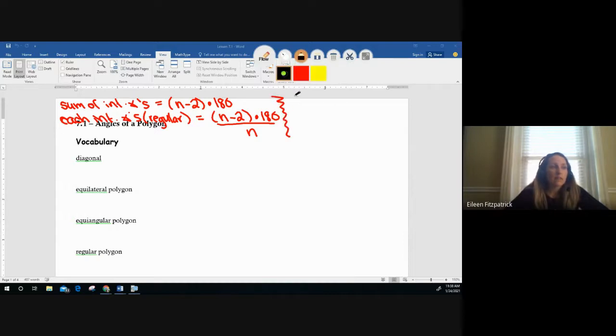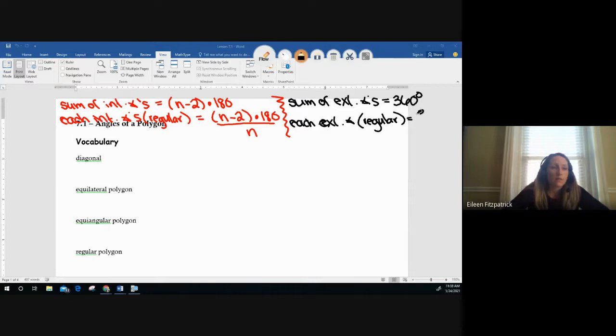Now for your exterior angles, the sum of exterior angles is equal to 360. If I want to know each exterior angle, and again, that's only for a regular polygon, that's when you do 360 divided by n. And again, n stands for the number of sides or the number of angles because they're the same.